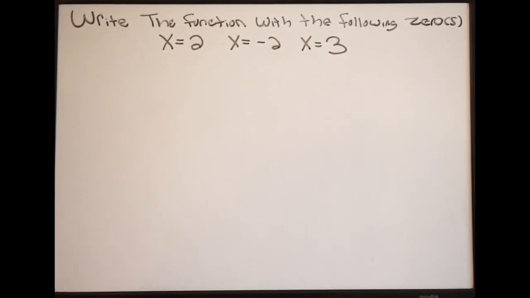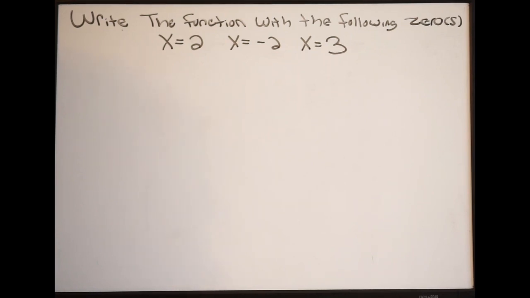Alright, so in this video we're being asked to write the function with the following zeros. So notice here that we are provided 3 zeros of this particular function, right? X equals 2, x equals -2, and x equals 3. Now we know that the zeros are where it crosses the x-axis. So in order to do this problem, you're simply going to work in reverse.